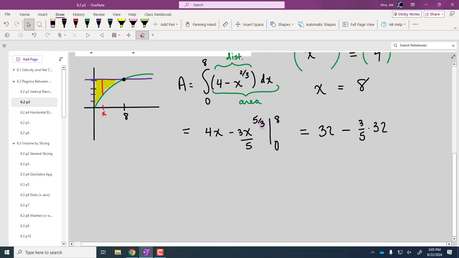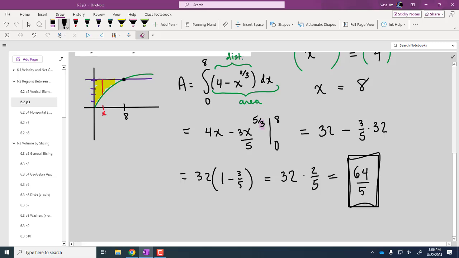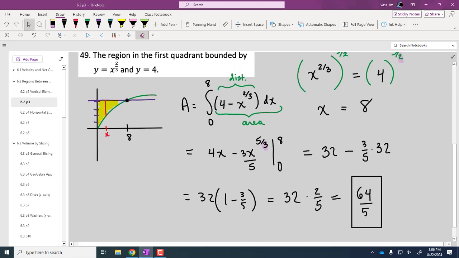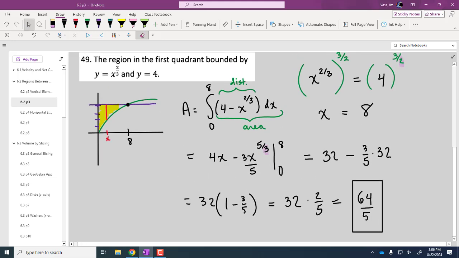Now, to solve this little arithmetic thing, I'm going to factor out the 32, because then I'm going to have 1 minus 3 fifths. If we factor out the 32, 1 minus 3 fifths is easy to do in our head. What's 1 minus 3 fifths? 2 fifths. Right? It's going to be 5 fifths minus 3 fifths, which is 2 fifths. So we end up with 64 divided by 5. Does that make sense to everybody? Any part of that you want another explanation for?